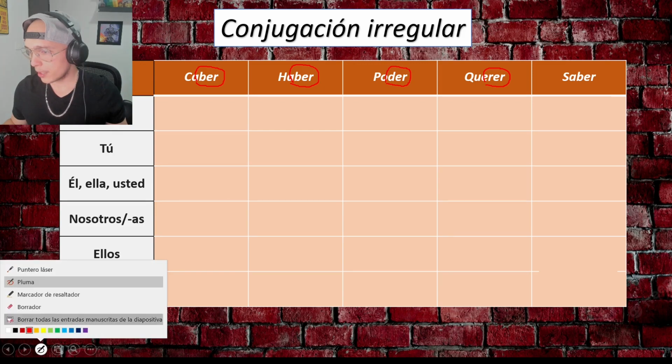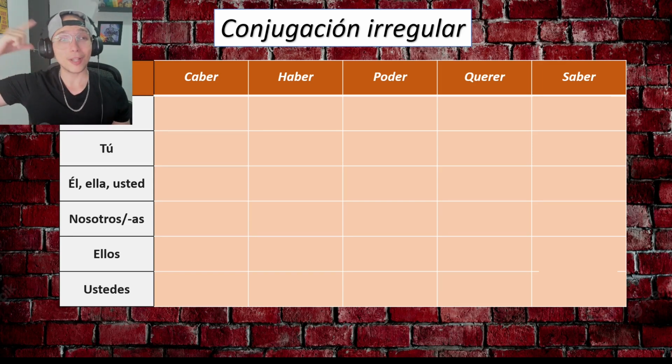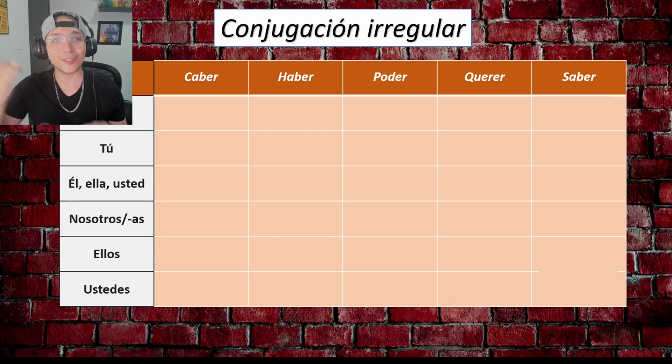Now, let's do the same thing. Imagine we conjugate them regularly. We say yo caberé, yo haberé, yo podré, yo quereré, yo saberé. The thing with these verbs, guys, is that when we pronounce them quickly, the last vowel is lost because of the phonetics of the conjugation.